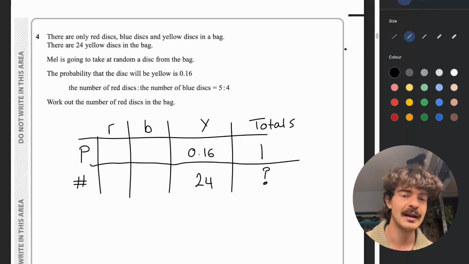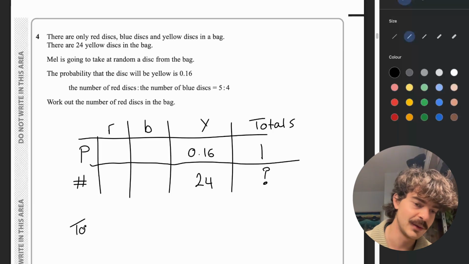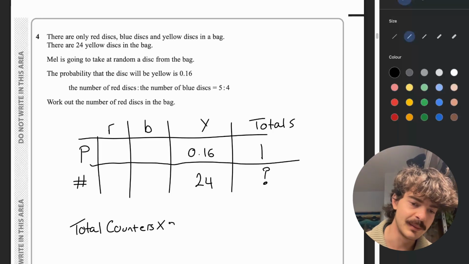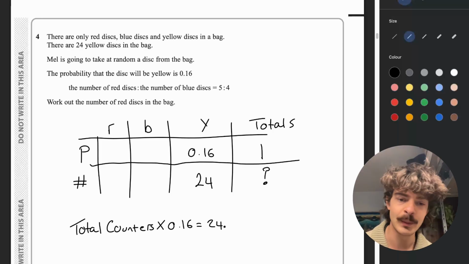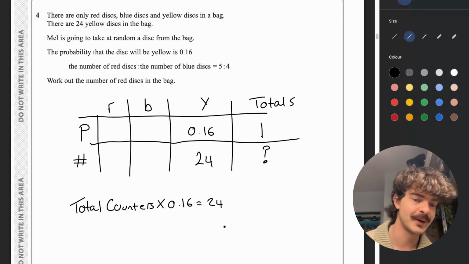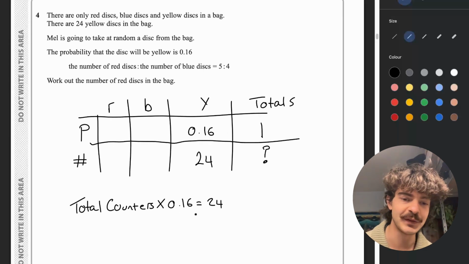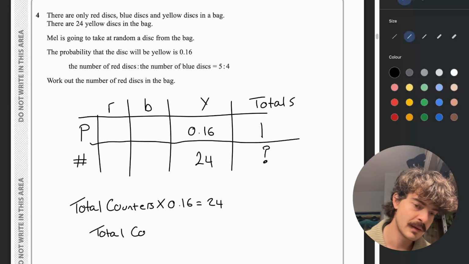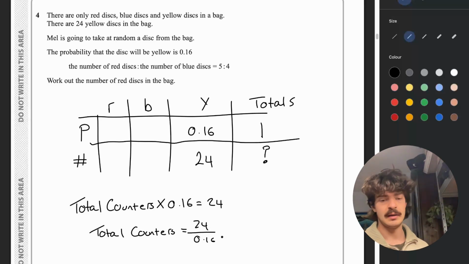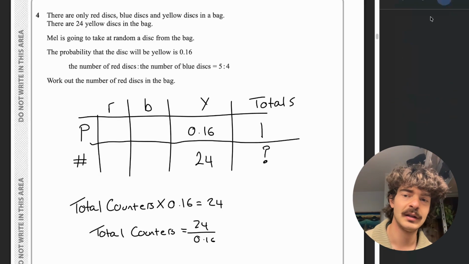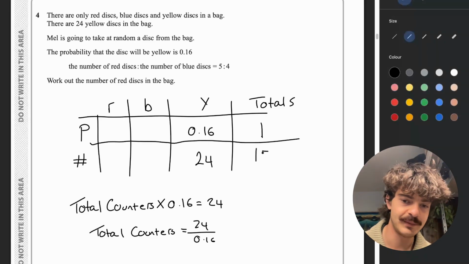And actually, hidden in the logic of this calculation, we can find the total. If we had the total counters and we multiplied it by this 0.16, we would have gotten 24. Hence, we can rearrange this: total counters is equal to 24 divided by 0.16. Cool. So we can say this is equal to 24 over 0.16. See what that gives us. 24 divided by 0.16, 150. Cool. So in this box, we've now got 150.